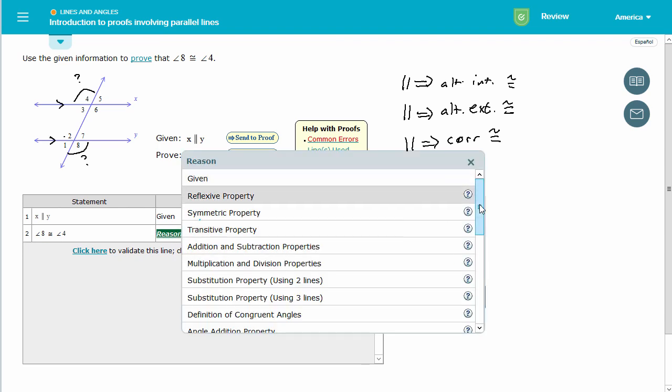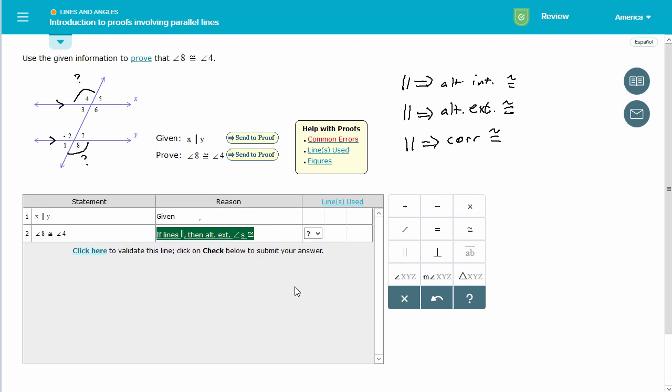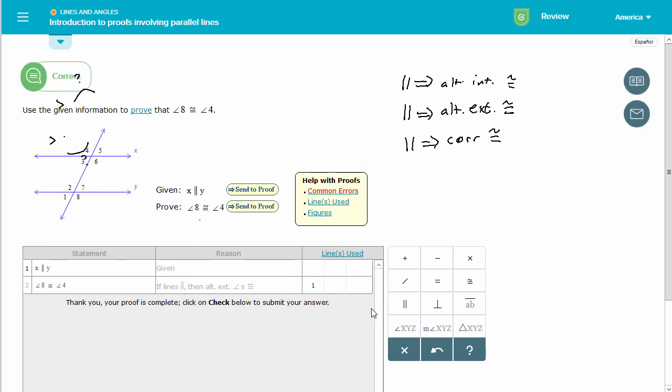Why? Those are alternate exterior angles. If lines are parallel, then alternate exterior angles are congruent. I need to say what line I used. That has to be what line told me that those lines were parallel. And now I'm going to submit that line of my proof. It accepted that line. We'll click Check to submit our answer. And that's correct.